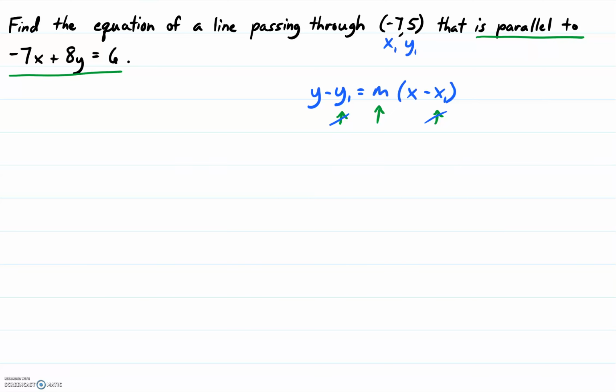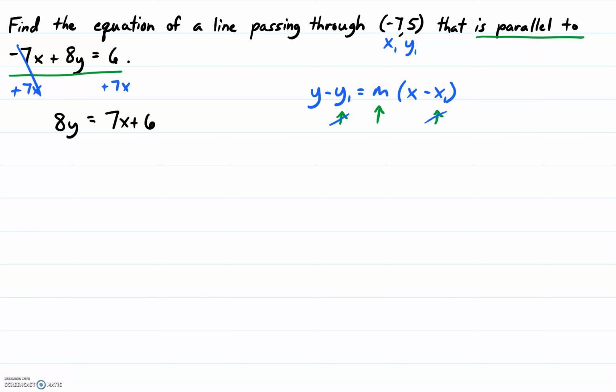So that's the strategy in problems like this. Go ahead, label your x1, y1, solve the line you're given for y, and figure out what the slope is and go from there. So let's do that. The first thing we're going to do in solving this equation for y is we want to add 7x to both sides. And what that's going to do is isolate the 8y on the left-hand side. And we're going to let that be equal to 7x plus 6.